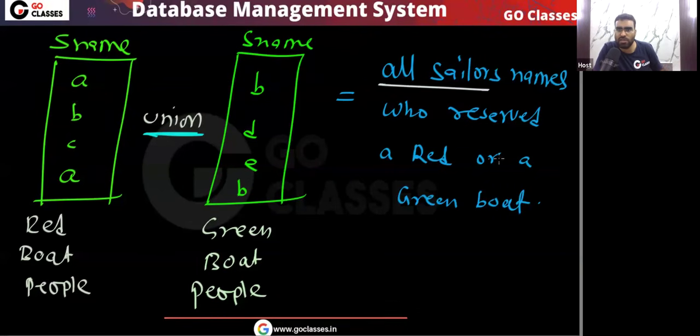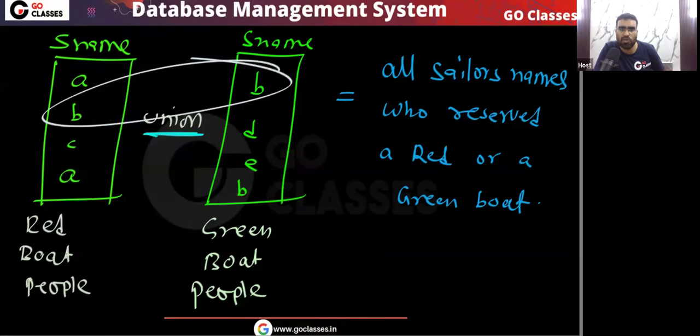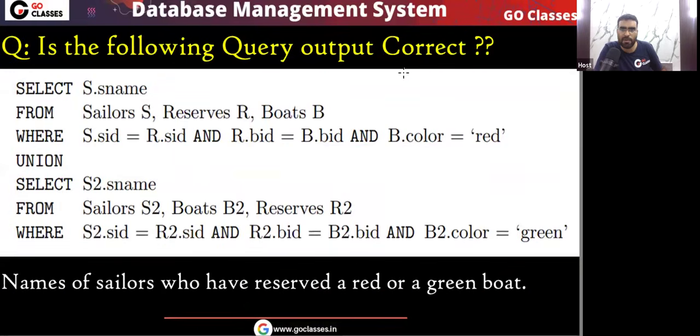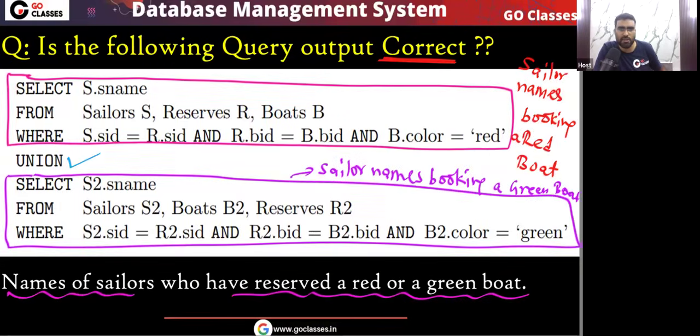We want all sellers who reserved red or green bot. So it doesn't matter whether they are the same seller or different sellers. It doesn't matter. So very simple. So finally, remember, is this query output correct? The answer is yes. This is the correct output.